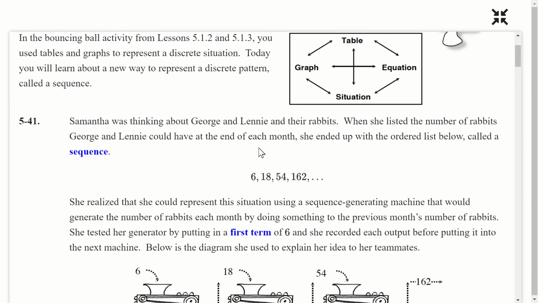So what is a sequence? It's an ordered list, right? These are in order, and each of these has a term. This is the first term, this is the second term, this is the third term. This is not the zeroth term, so we begin with one. So it's the first term, the second term, the third term, the fourth term. She realized that she could represent the situation by using a sequence generating machine that would generate the number of rabbits each month by doing something to the previous month's number of rabbits.